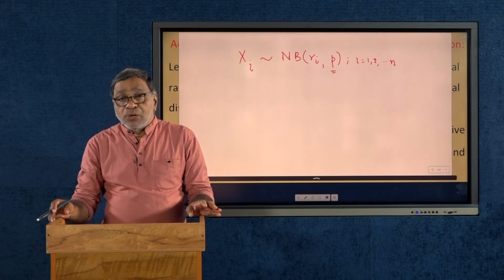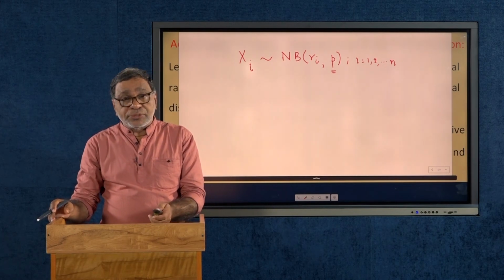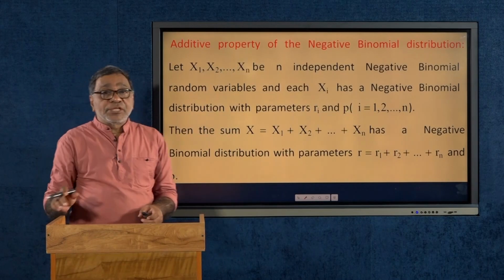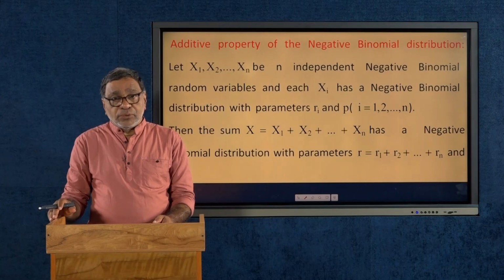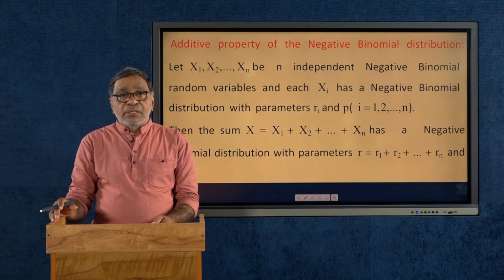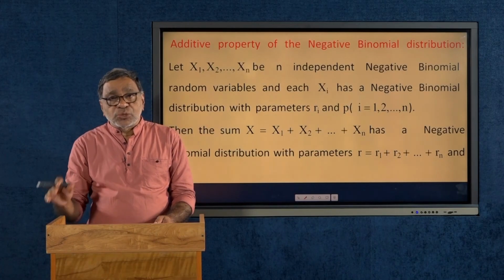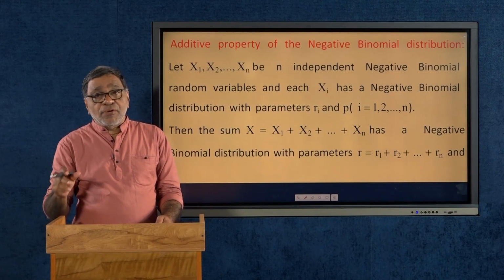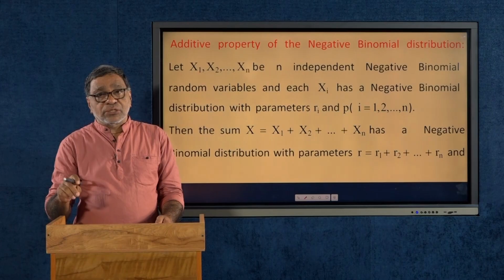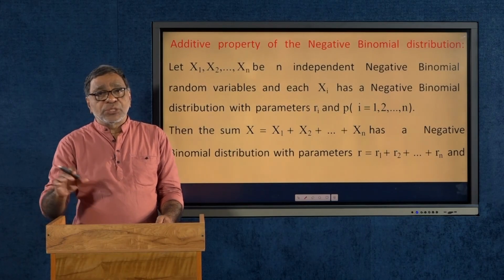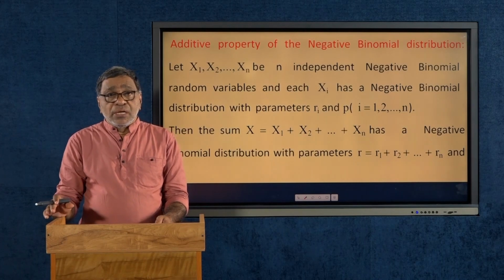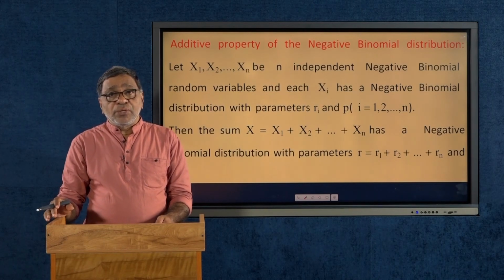The problem is to find the distribution of the sum of the random variables x1 plus x2 plus etc. up to xn. The result is that the sum of the random variables is also a negative binomial random variable, with parameters r1 plus r2 plus etc. up to rn, and the second parameter, of course, the probability of success p. So, this is known as the additive property of the negative binomial distribution.